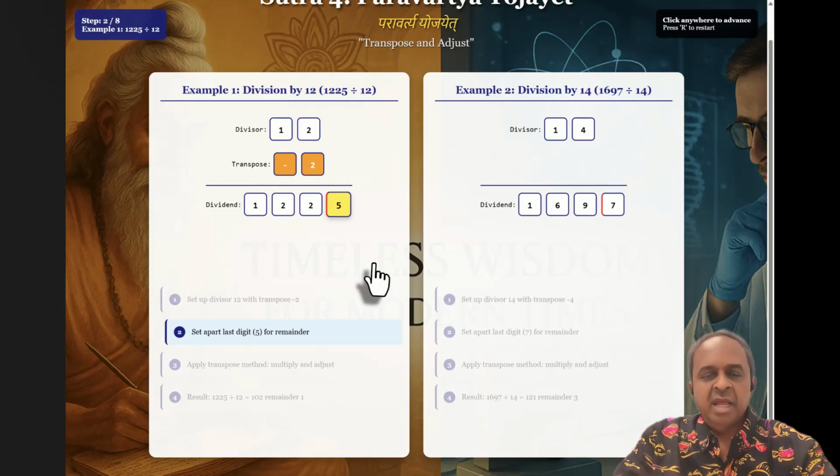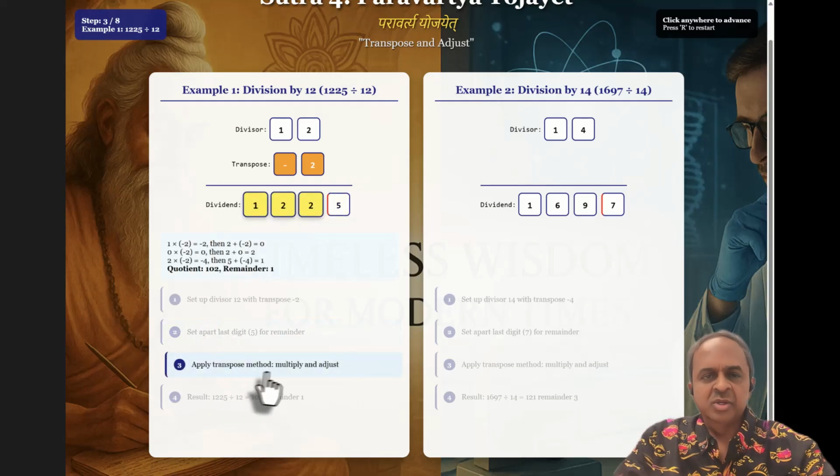Okay, and then that's step 2. And step 3, we're going to do the transpose method. So what you do is you take the first number, the farthest left number here, 1, and you apply the transpose of -2. So 1 times -2 is -2, right? And then you add it to the second number here. So -2 plus 2 is 0.